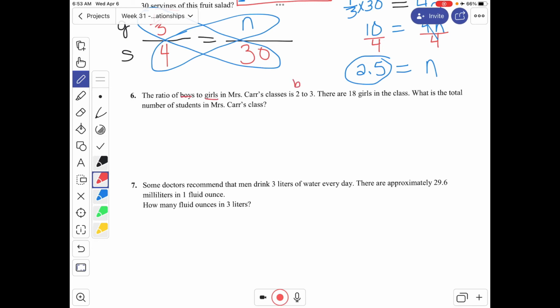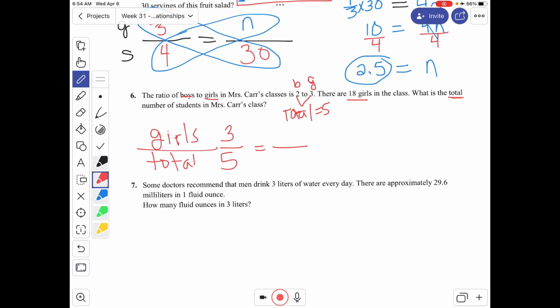Boys to girls. So this is how many boys and this is how many girls. And it wants us to predict for 18 girls. But is it wanting us to predict boys? No, it says total. So I need to have a total. And the total would be 2 plus 3, which means 5. So for our proportion, girls to total, there were 3 girls out of 5. And it wants us to predict for 18.